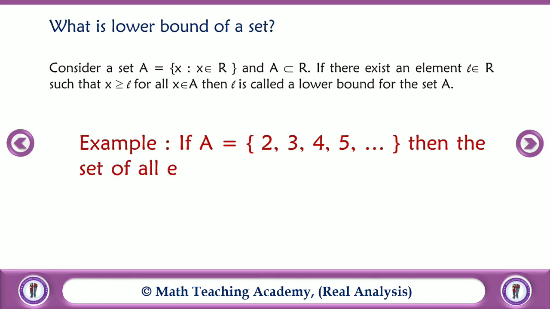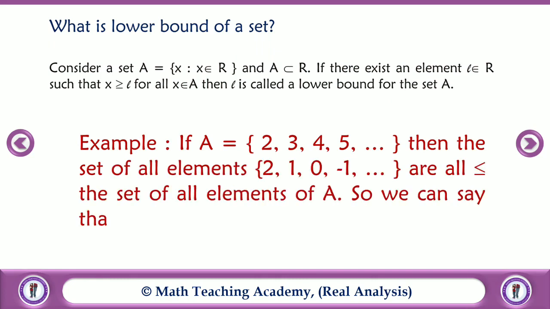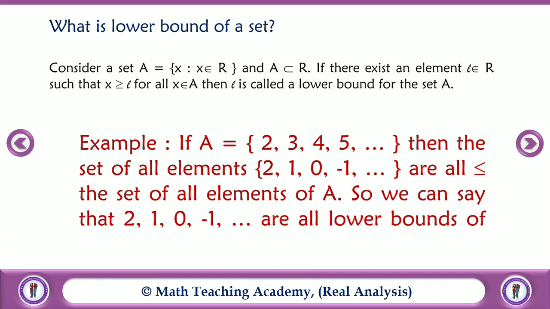Now let's take a look at an example. If A is equal to the set 2, 3, 4, 5, etc., then the elements 2, 1, 0, minus 1, etc. are all less than or equal to all the elements of A. So we can say that 2, 1, 0, minus 1 are all lower bounds of the set A. From this we can easily see that a set may have one or more lower bounds.